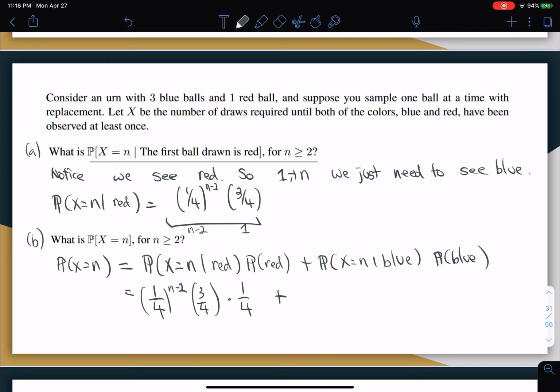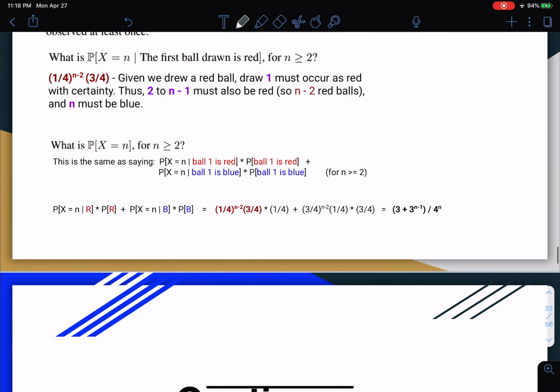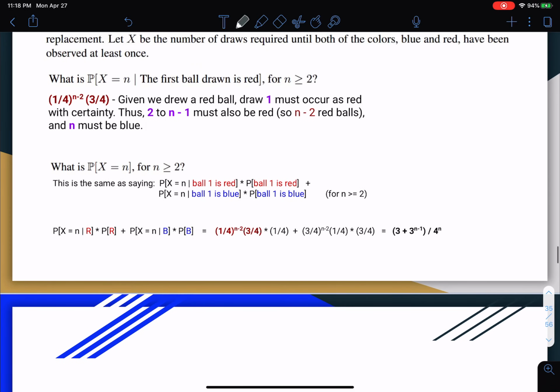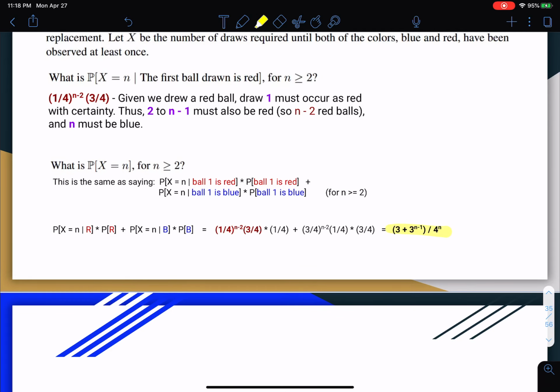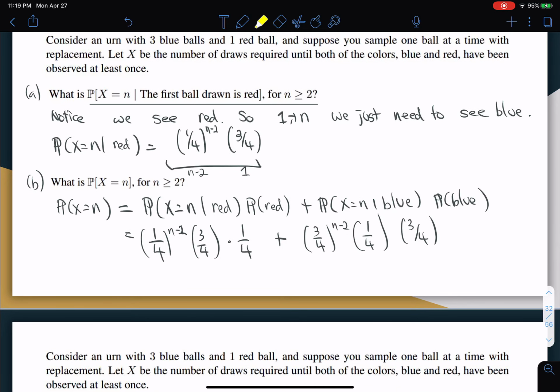Plus the probability x is equal to n given blue is going to be, using the same tactic as before, I only see blue n minus 2 times, and my final one is going to be 1 over 4. Probability of blue is 3 over 4. I just calculate that, and that should give me my answer. Perfect. Let's move on ahead. And we did have a simplification right here, but I'm not going to simplify it. If you wish to, go ahead.